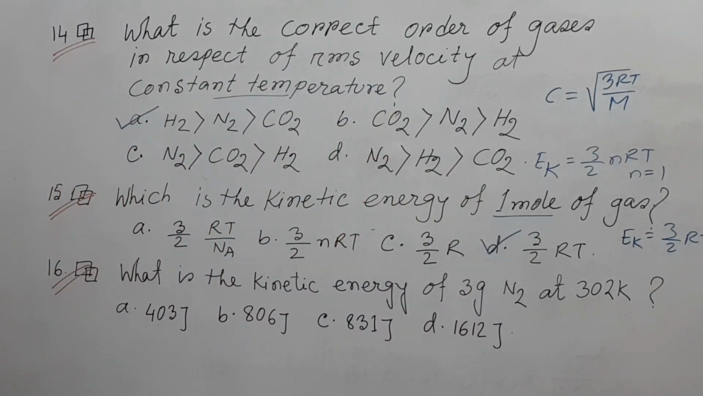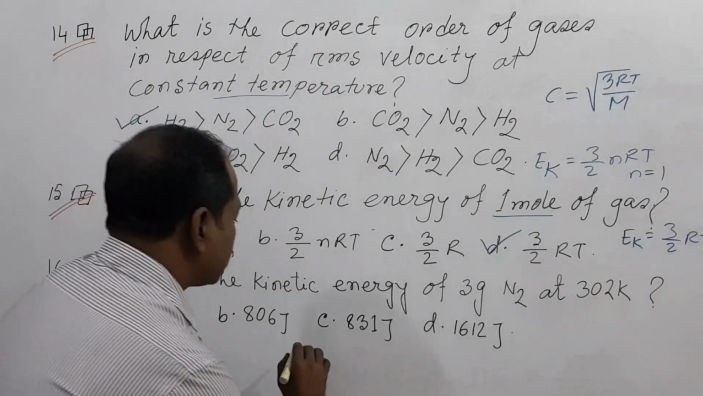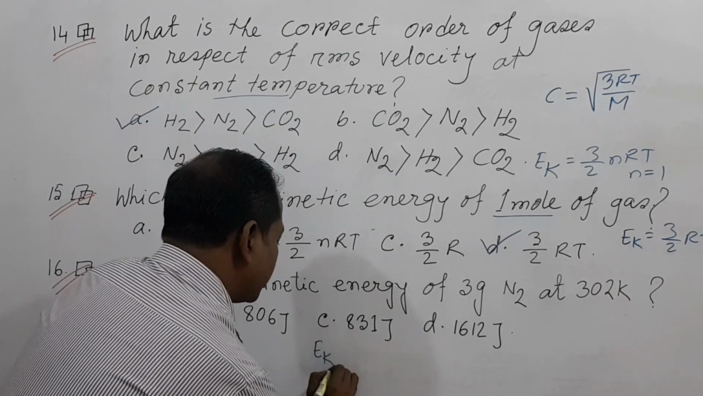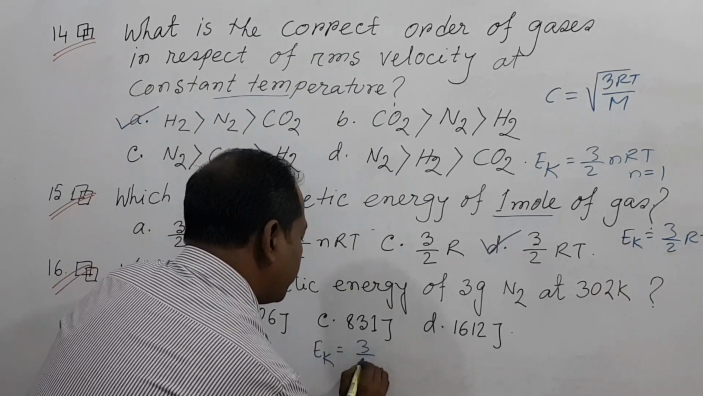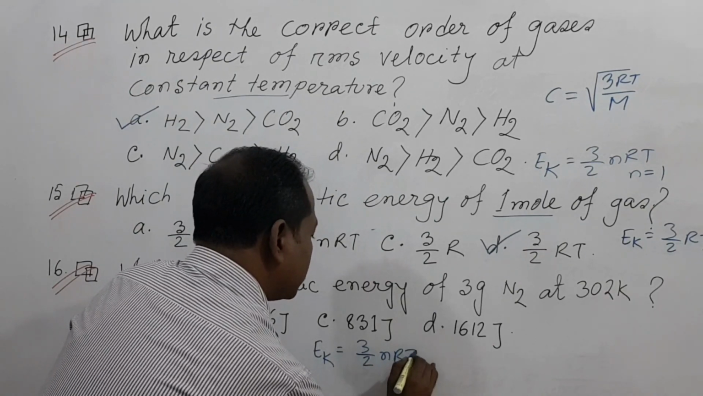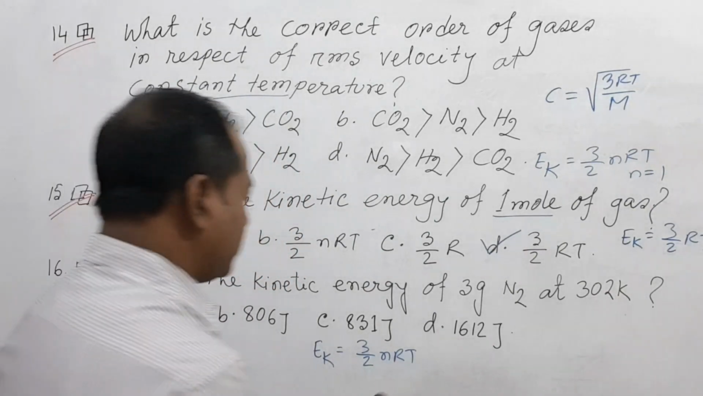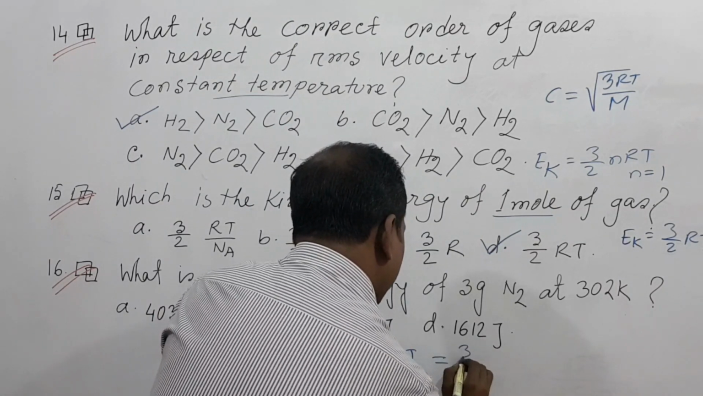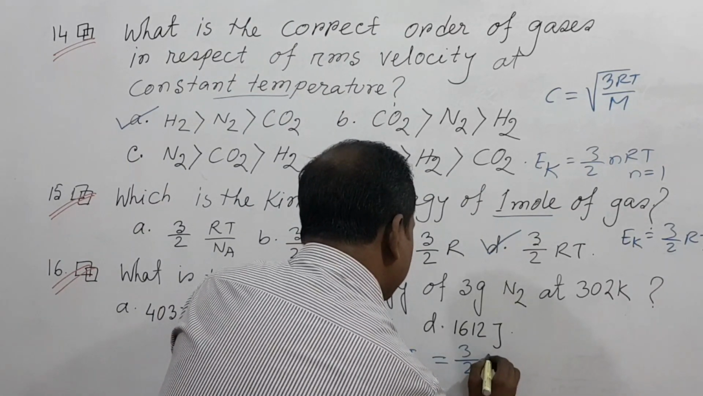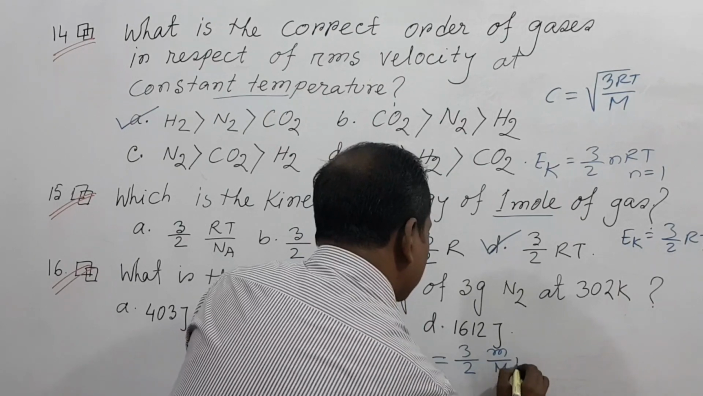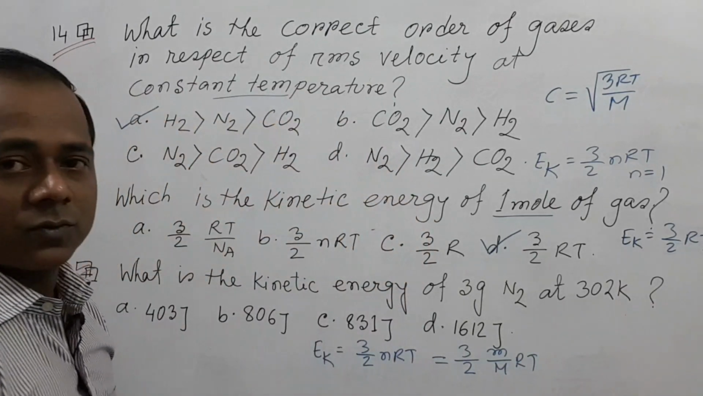Our next question, question number 16. What is the kinetic energy of 3 gram nitrogen at 302 Kelvin? My dear students, we know that kinetic energy Ek equal to 3 by 2 nRT, and again n equal to m by M.